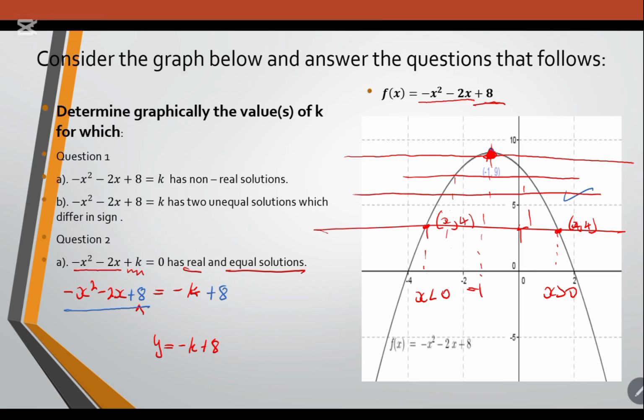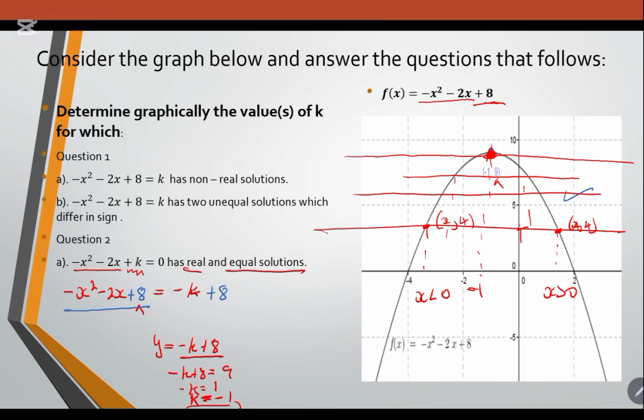Therefore, to solve this problem, we simply take our constant, which is -k plus 8. We simply say -k plus 8 equals 9, which is the value of y of the turning point. Therefore, we can now solve for k. Now, -k equals 1. Divide both sides by -1. Therefore, k equals -1. So the value of k has to be -1 in order for this equation to have two equal solutions.